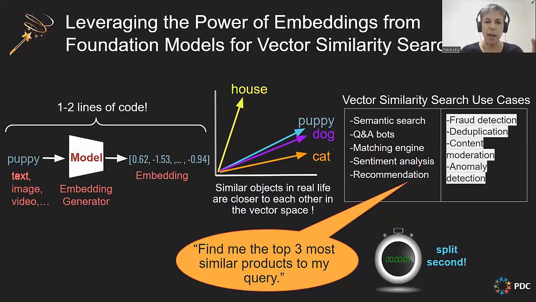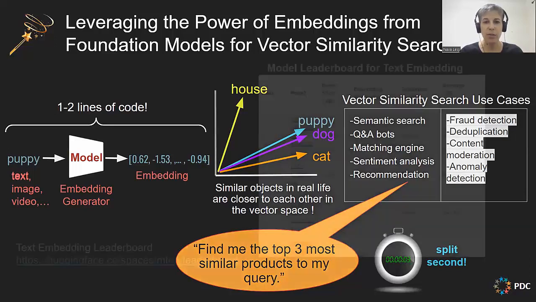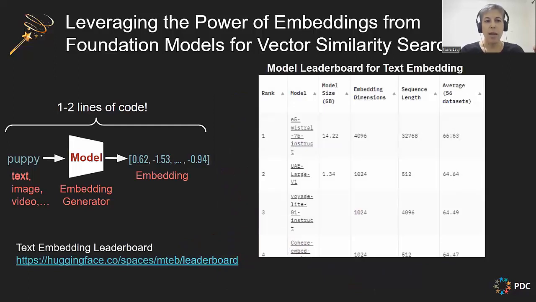Now, if it's a real-time use case, then all of this has to be done in split seconds. And when the number of items in the catalog, or the number of items that you want to search, is in the millions or billions, then that's not trivial at all. And that's why you need something called a vector database. Now, one of the key elements for this to work well is the model, the embedding generator, the machine learning model that does the embeddings. So there are benchmarks and leaderboards.